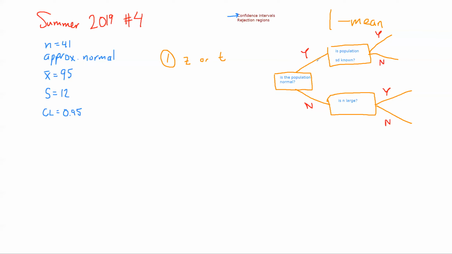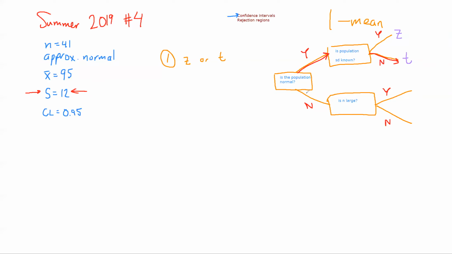The answer to the first question is yes, it is approximately normal. We were told that it was approximately normal. So we're going to go up this branch on the tree. Is the population standard deviation known? No, they didn't give us at any point in the question the population standard deviation. They only gave us the sample standard deviation. So the answer is no. What distribution do we use if the answer here is no? We use the t distribution. If the answer to both questions is yes, we use the Z distribution.